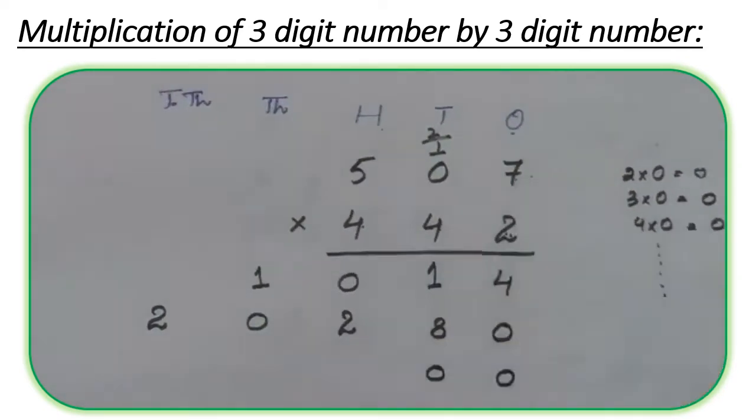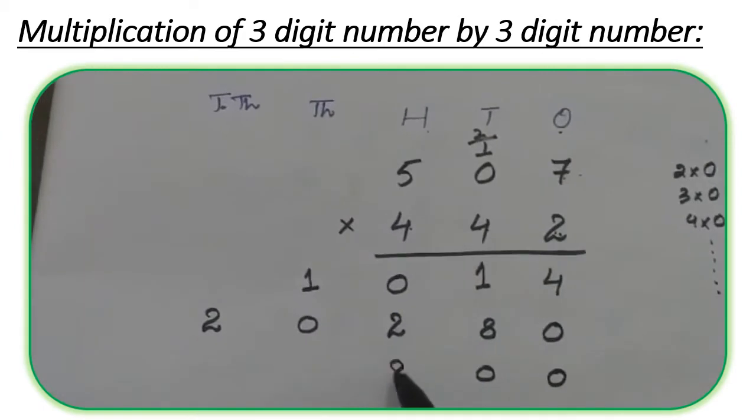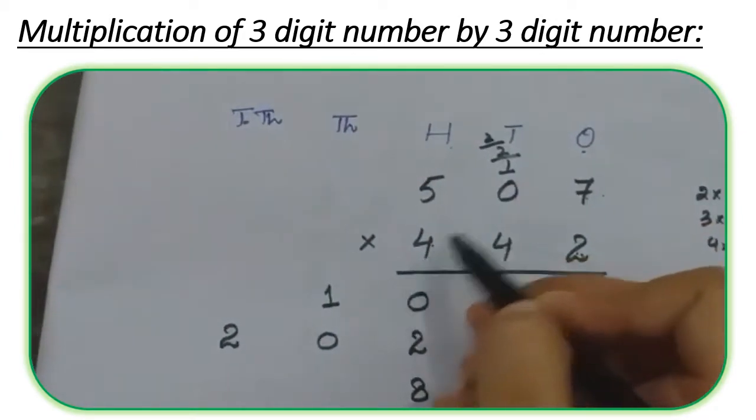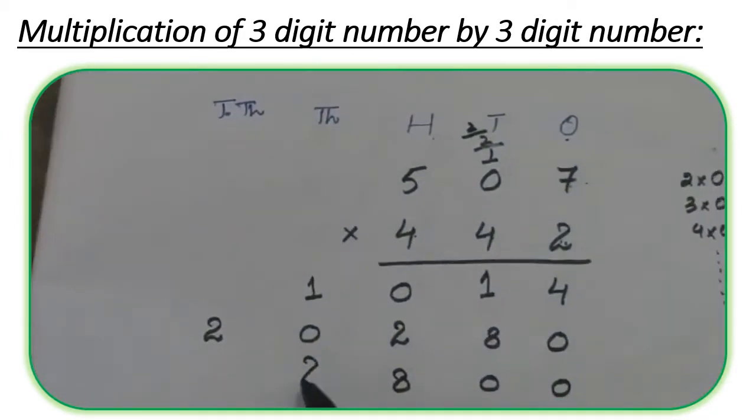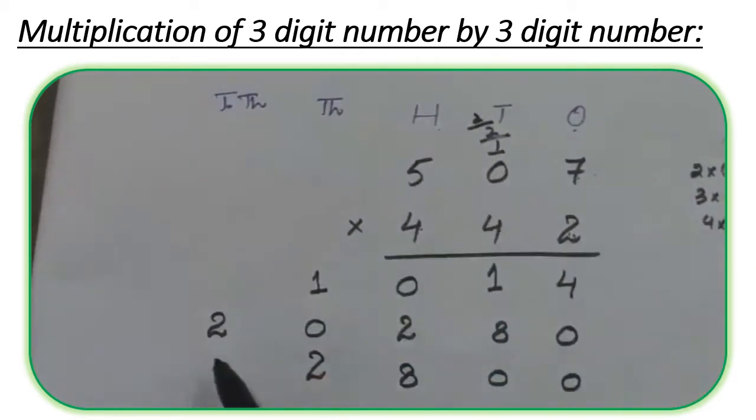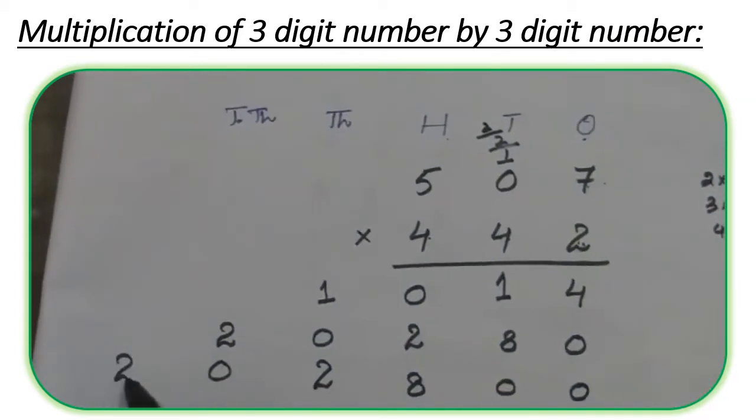4 multiplied by 7. We will write 8 here and 2 carry. 4 zeros are 0. 0 plus 2 is 2 and 4. 4 fives are 20. So 0 here and 2 here.